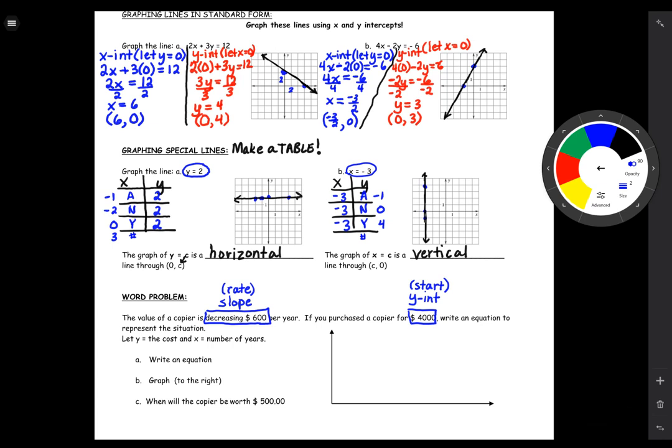Let y equal the cost and x equal the number of years. So we are going to write our equation. So remember, if 600 is our slope, it's our m, and this is our b. And so we can write the equation y equals mx plus b. So in part A, y equals m is negative because it's decreasing. So negative 600. Well, we're not going to put a dollar sign in there. Times the variable x, the input, plus our starting cost, 4,000. And that's all you had to do.